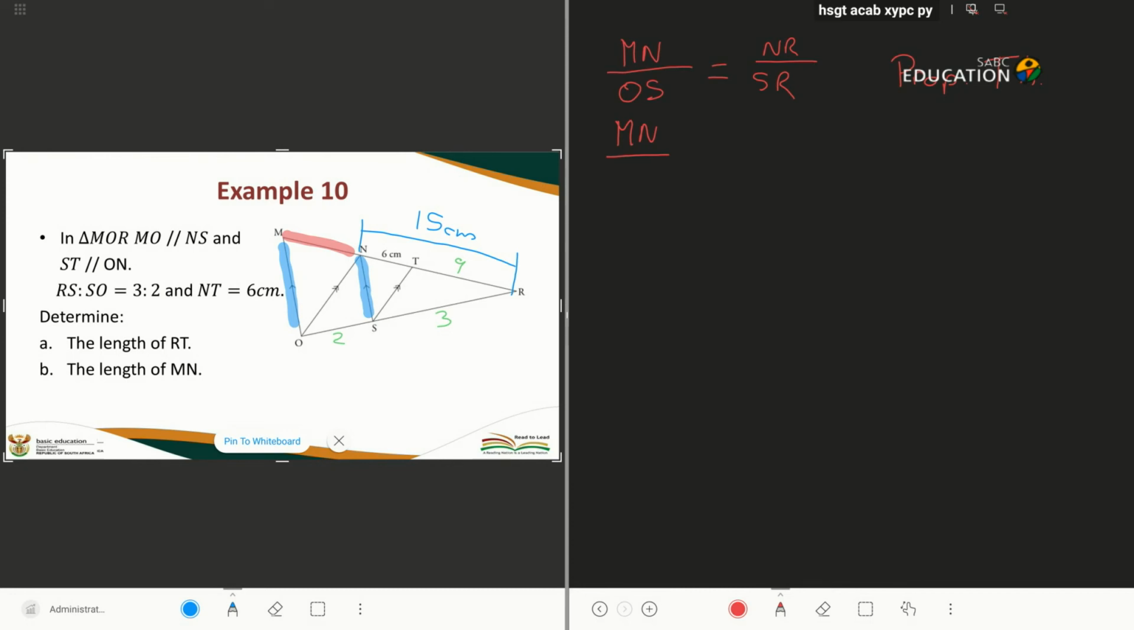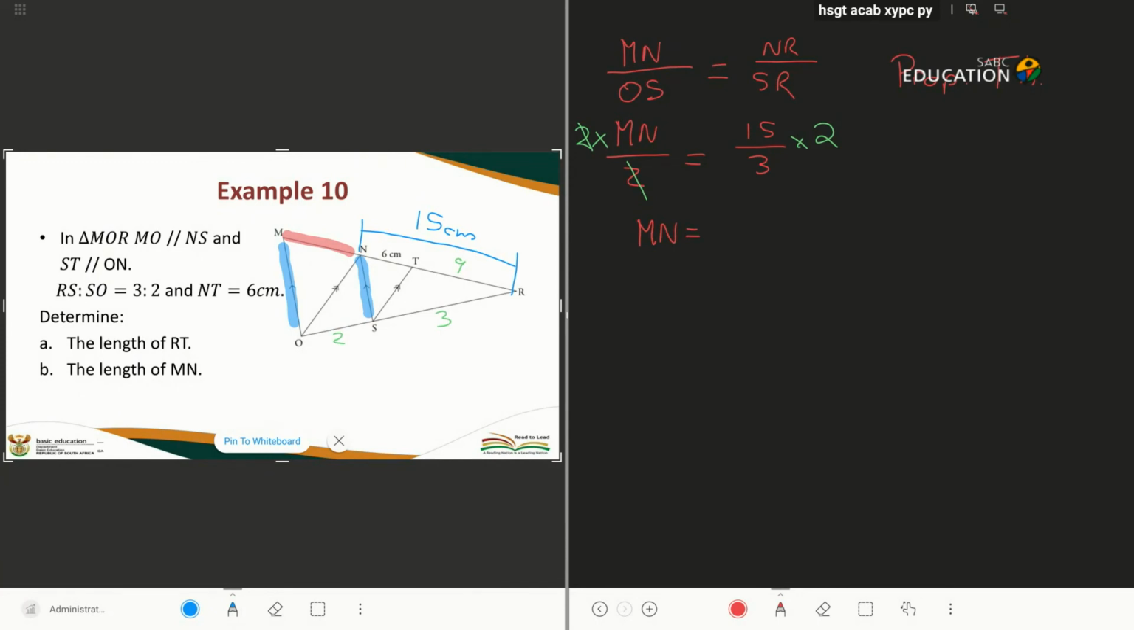The length of OS is 2. The length of NR is 15. And the length of SR is 3. So now again, I multiply by 2. I multiply by 2. So I need to simplify because I need to calculate the length of MN.